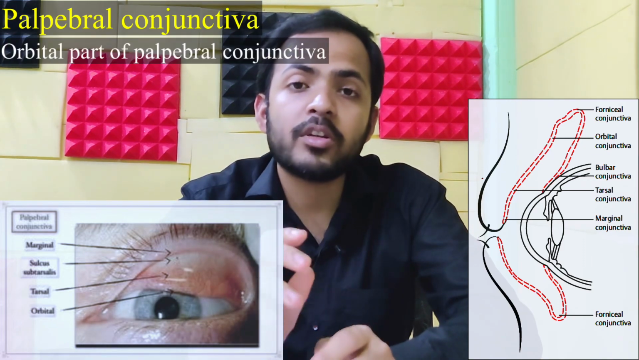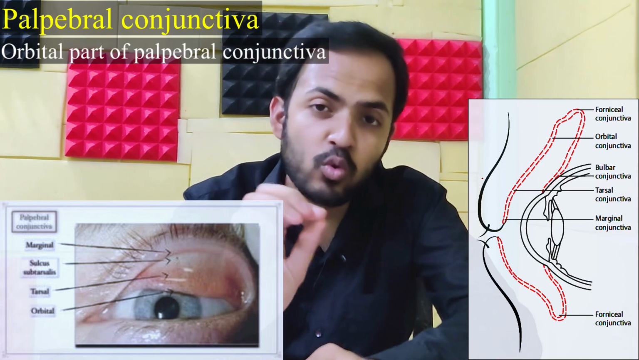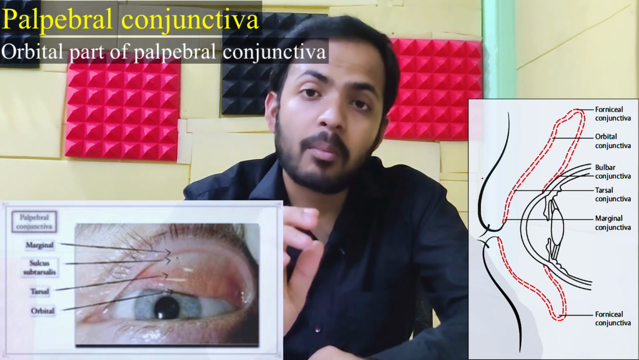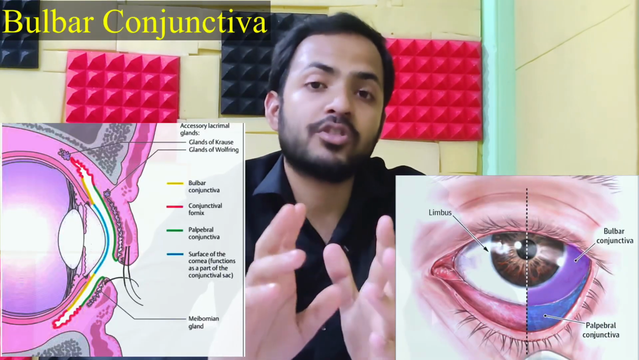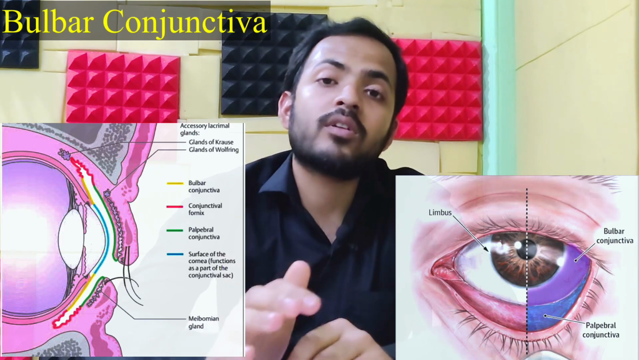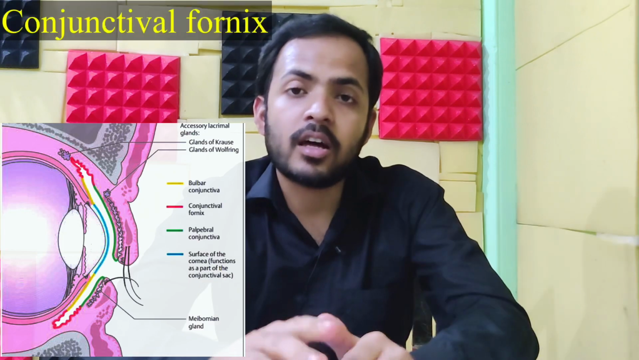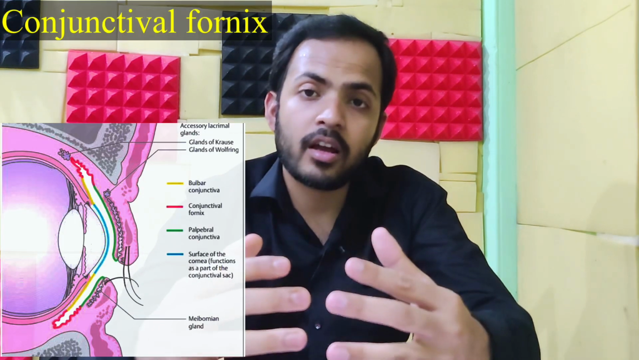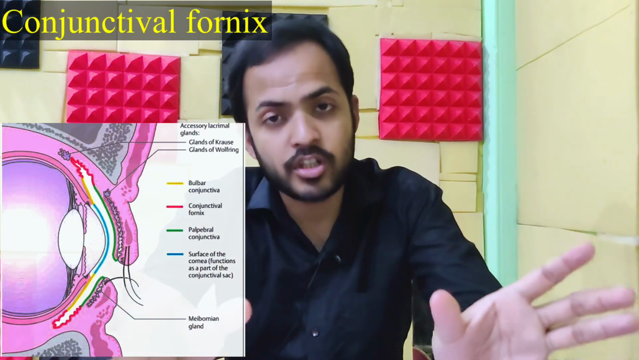Next is the orbital part of the palpebral conjunctiva. Now it is very thin and loosely attached to the tarsal plate of the eyelid up to the fornix area. Secondly, our bulbar conjunctiva. This is very thin, loosely present over the underlying structures, and easily movable. And thirdly, our conjunctival fornix acts as a connector in between the bulbar conjunctiva and the palpebral conjunctiva.